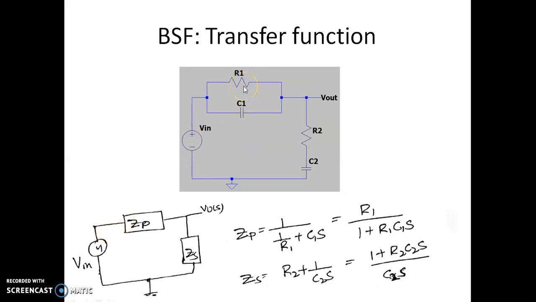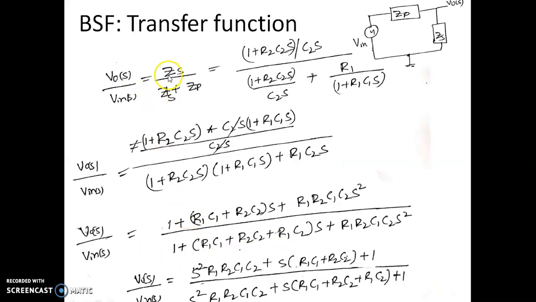We are again replacing the parallel combination by ZP and the series combination of R and C as ZS. These are the values upon taking the Laplace transform for the capacitance. So this is ZP, this is ZS. Upon finding V0 by Vin, it is equal to ZS by ZS plus ZP. Upon substituting the values of ZS and ZP and a small simplification, we end up with this transfer function.